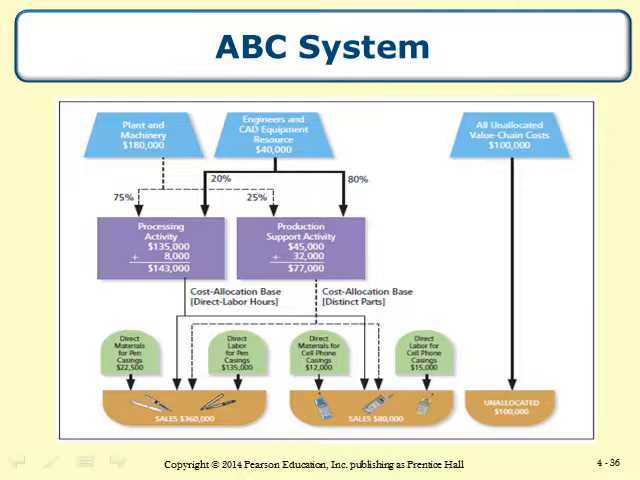Exhibit 4.7 here depicts and illustrates a two-stage ABC system which uses two stages of allocation to get from the original indirect resource cost to the final product or service cost. The first stage allocates indirect resource costs to activity cost pools, in this case two activities, the processing activity and production support activity. The second stage allocates activity costs to the products or services. In essence, the cost objectives in the first stage are the activities, and the cost objective in the second stage are the products.